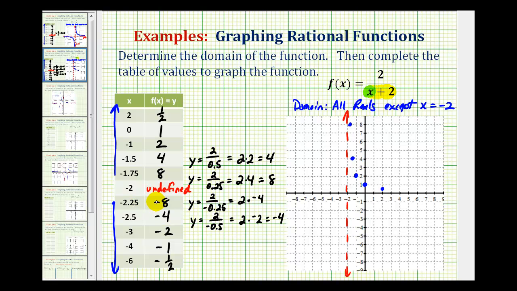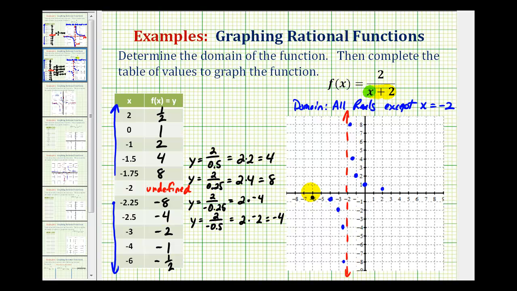And then we have negative 2.25, negative 8. So just to the left of negative 2, we're down at negative 8. Negative 2.5, negative 4. Negative 3, negative 2. Negative 4, negative 1. And negative 6, negative 1/2.